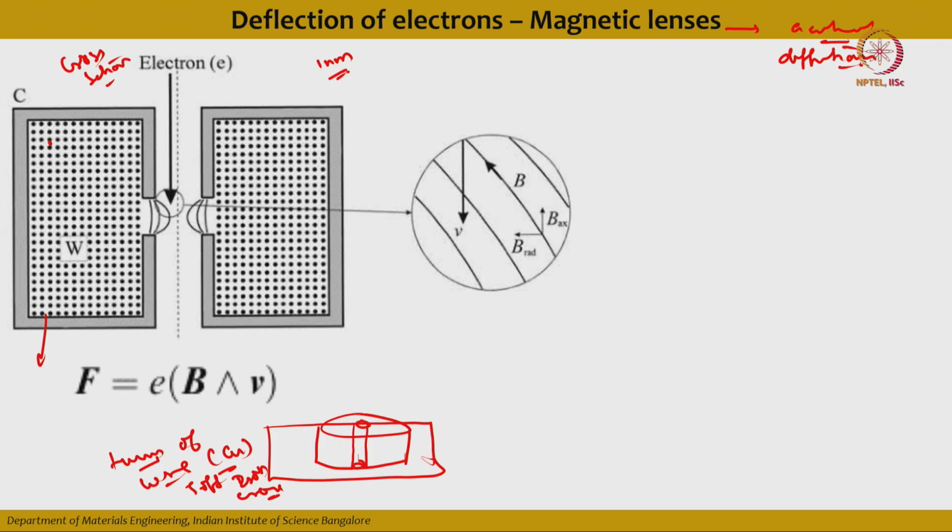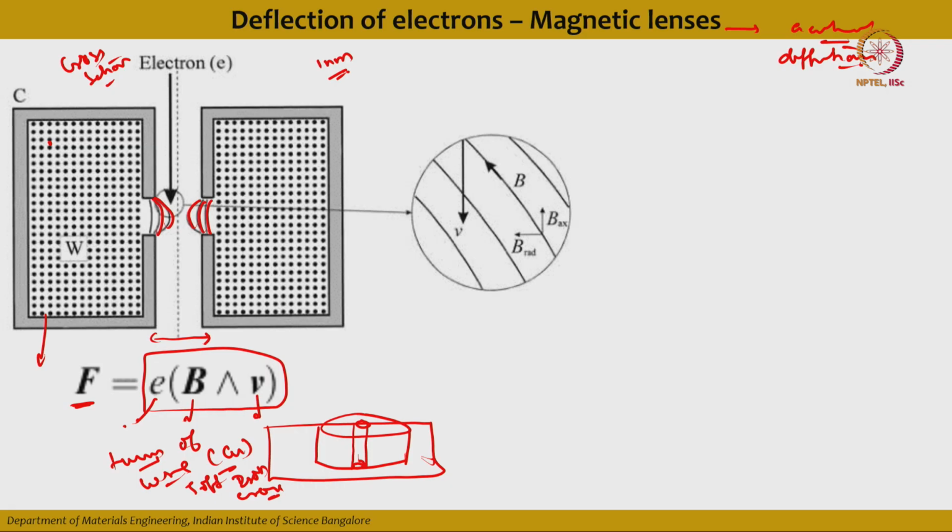Okay. And there is a very small gap. So this is called a gap, a very small gap across which you can generate the field. These are the field lines generated while passing current through the copper coil. Okay. So this field is generated by the principle of electromagnetic induction, correct. So the force can be given by this particular equation. E is the charge, B is the magnetic field strength, and V is the velocity, correct.